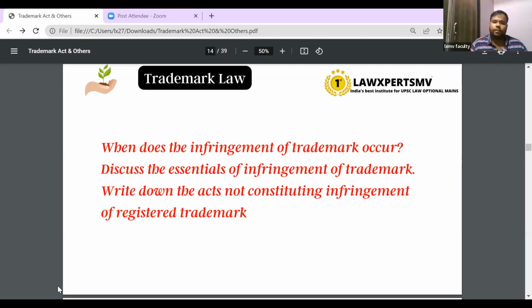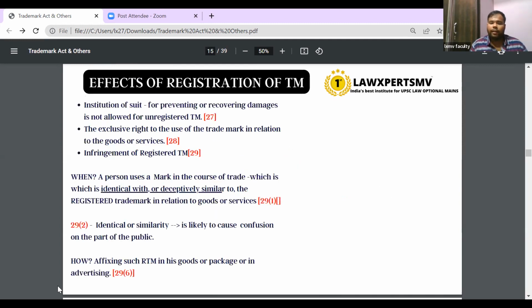So basically, this question is asking you three things. First, when a trademark is said to be infringed. Secondly, what are the essentials of the infringement? Thirdly, what are the acts which will not constitute infringement? For these three things, you have to refer to two sections of the Trademark Act, section 29 and section 30. We'll see the sections one by one.